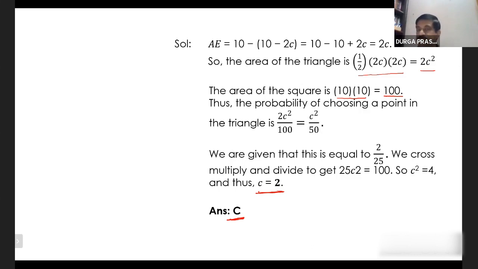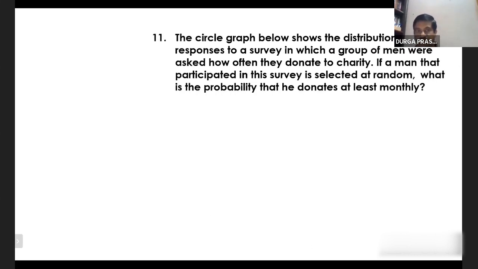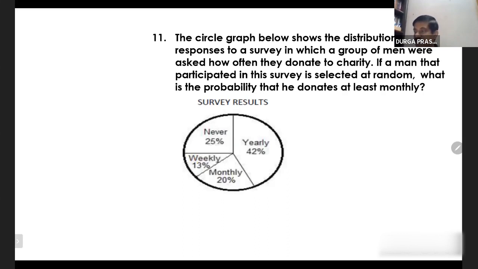Okay, let us look at the next question. The circular graph below shows the distribution of responses to a survey in which a group of men were asked how often they donate to charity. If a man that participated in this survey is selected at random, what is the probability that he donates at least monthly? At least monthly means minimum, either a month or more than one.